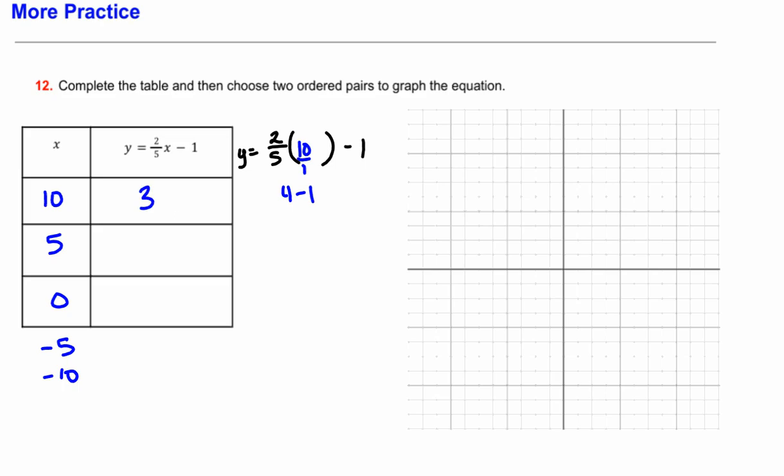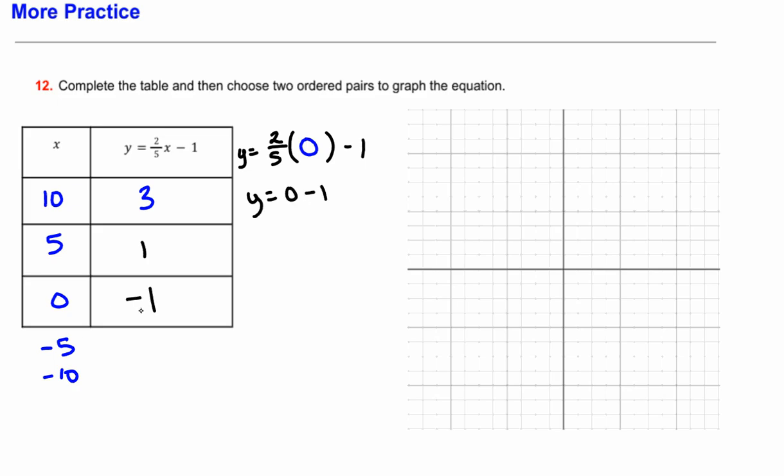I'll also put in 5 for x. And then when I multiply 2/5 times 5, actually the 5's cancel out. Like you could think of it as 2 times 5 is 10, divided by 5 is 2. But this 5 and that 5 will also reduce because they're common factors. So anyways, this does become 2 minus 1, or in other words, 1. So 5, 1. 0 is always a nice one to put in because I like multiplying by 0. So y equals 2/5 times 0, that's 0 minus 1, that's just -1.